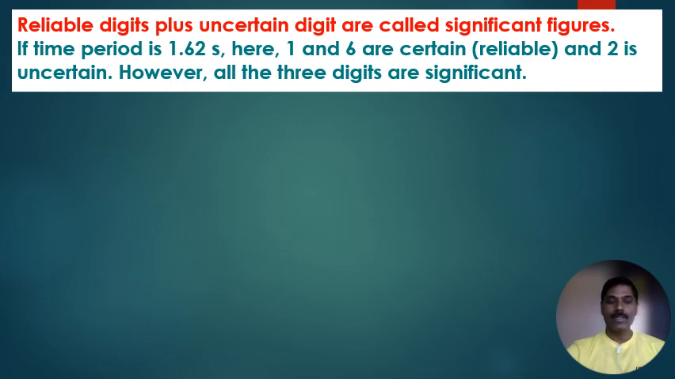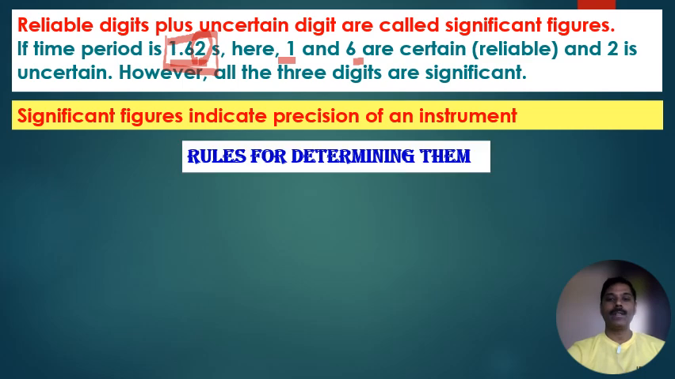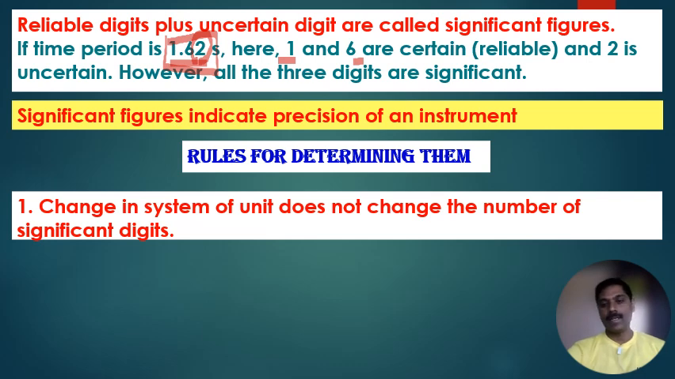So then how to define it? If you take one more example, if the time period is 1.62 seconds for a pendulum, for example, where 1 and 6 are certain, and this third digit in this number is again uncertain. However, all the 3 digits 1, 6, 2 are known as the significant digits. And these significant figures usually indicate the precision of an instrument. There are a few rules for determining them. Let us first understand the rules which govern the estimation of significant figures.